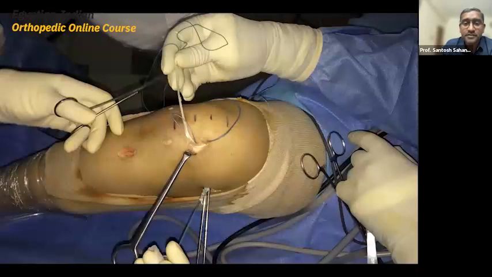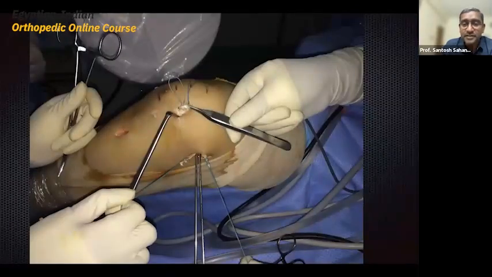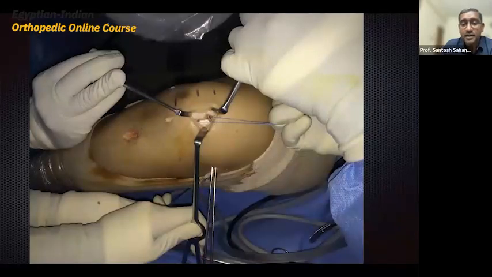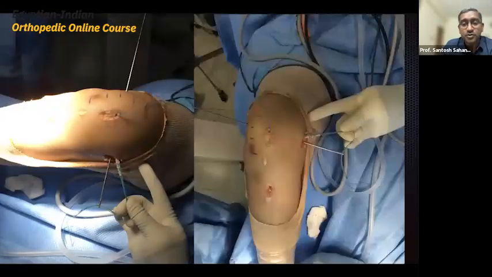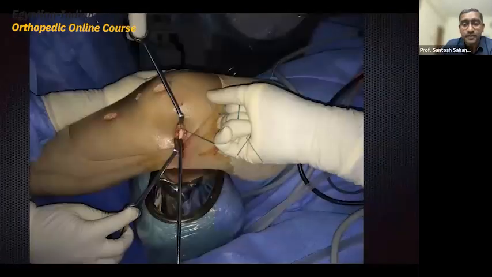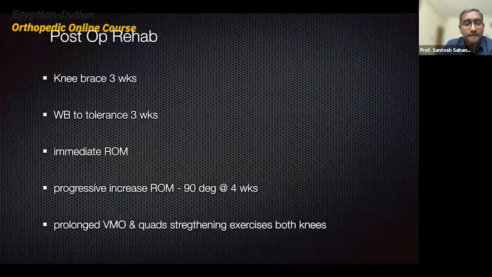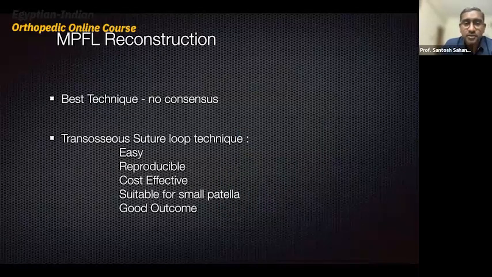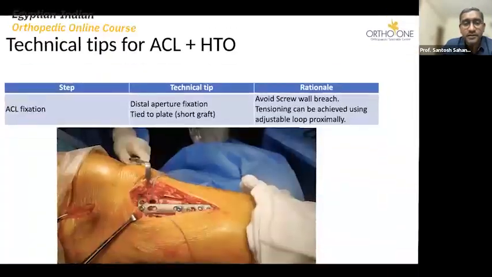So the graft is fixed with these two threads on the patella side, and the free ends are passed in the femoral side. And the femoral isometry is checked and fixed with the screw. And the post-op rehab remains the same, and we have found this to be quite successful, and our results have been good.